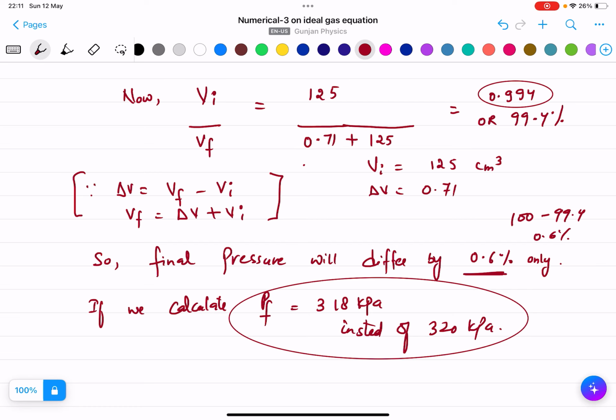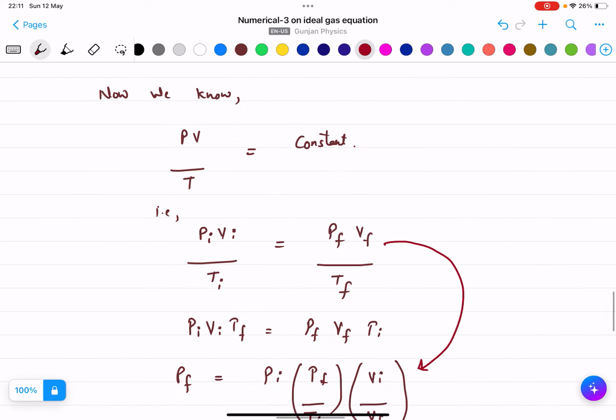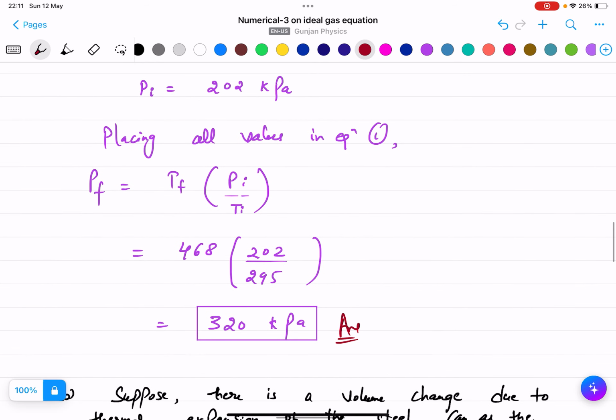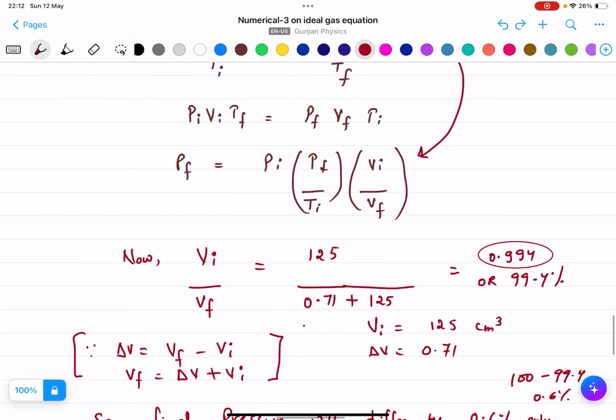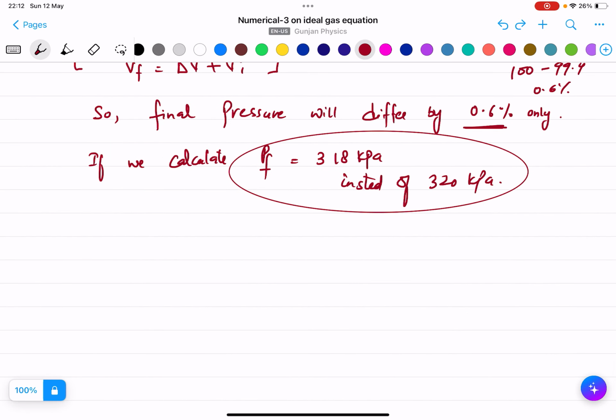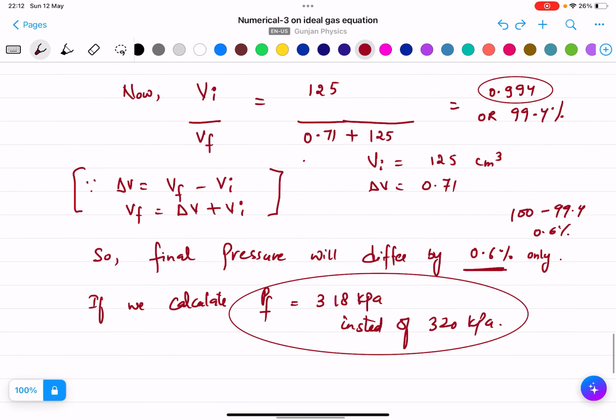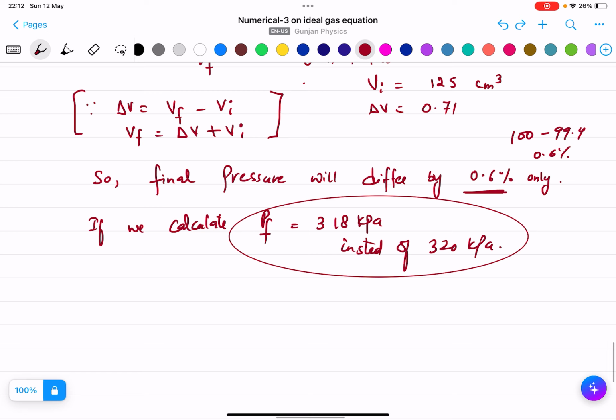Okay, so if we calculate Pf now with this formula, we will get the answer 318 kilopascal instead of 320 kilopascal. So it means if we change the volume, our pressure will also change. Okay, thank you.